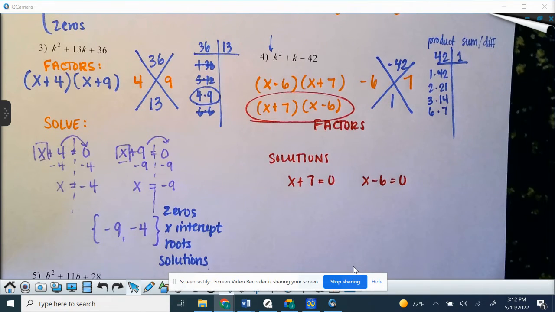So if you solve both of those, what are my solutions? Not my factors, my solutions. You guys tell me. Yes, good. Negative 7 and positive 6. Great.